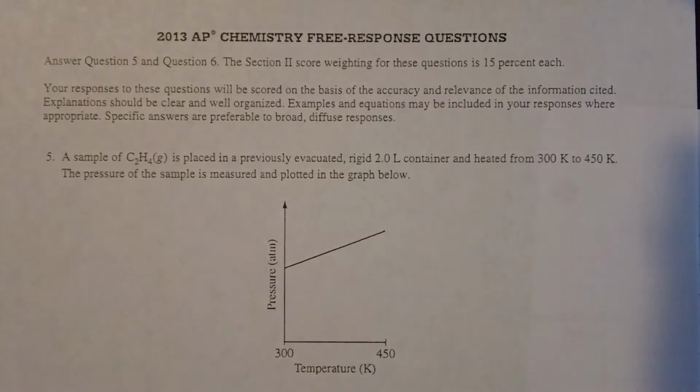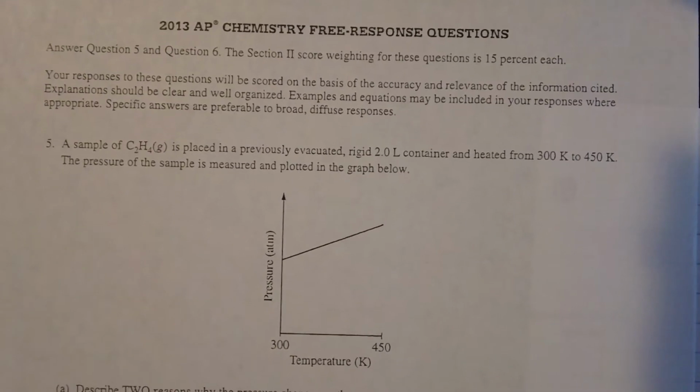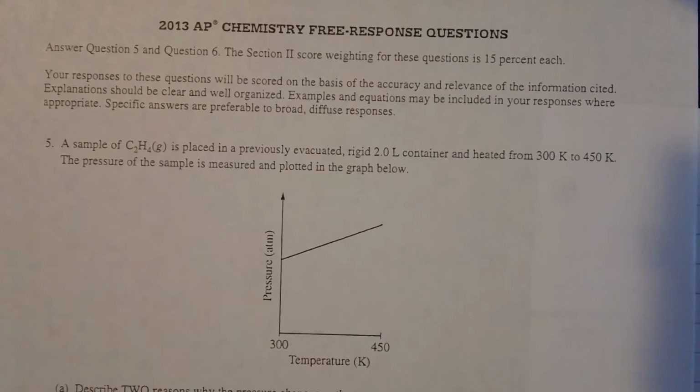All right, this is 2013 number 5. It's a good one. You shouldn't have any calculations to do in this. It should all be kind of conceptual stuff. So here we go. It's 8 total points. This one I'll try to point them out as we go.